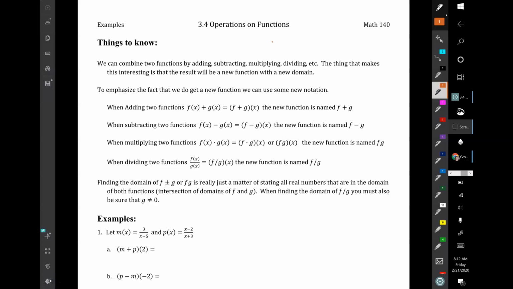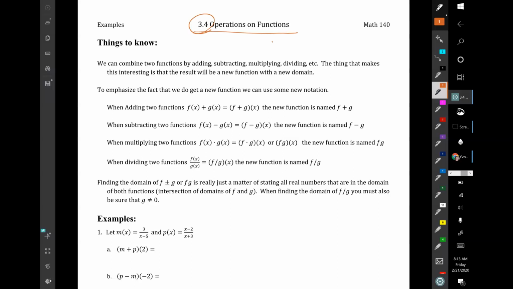Okay, so I gave you this worksheet in class. I just want to go over it as an activity on the video rather than a full lesson. 3.4 is operations on functions. I think yours said 3.3 by accident, so go ahead and change that to be 3.3.